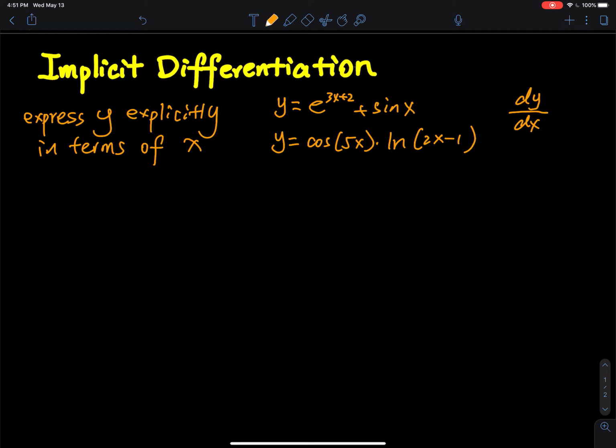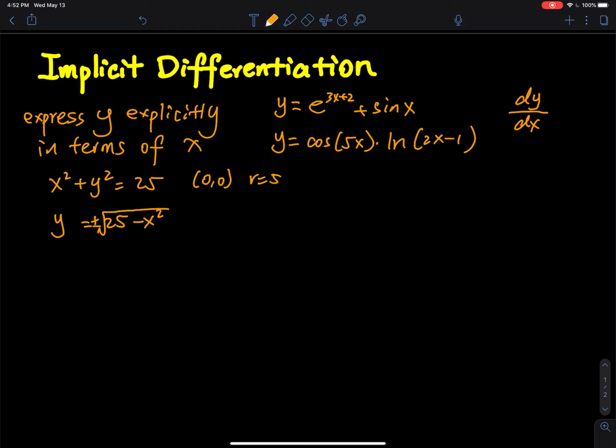So what about the equation of a circle? Let's say we have x squared plus y squared equals 25. This is the equation of a circle with center at (0, 0), and the radius is equal to 5. This one I can easily express y explicitly in terms of x. All I need to do is isolate y on one side, right? So I can put y squared on the left side, and we have 25 minus x squared. To get rid of the square of y, we take the square root on both sides. Since the power 2 is even, we have to use plus or minus. So this is the solved equation for y explicitly in terms of x.